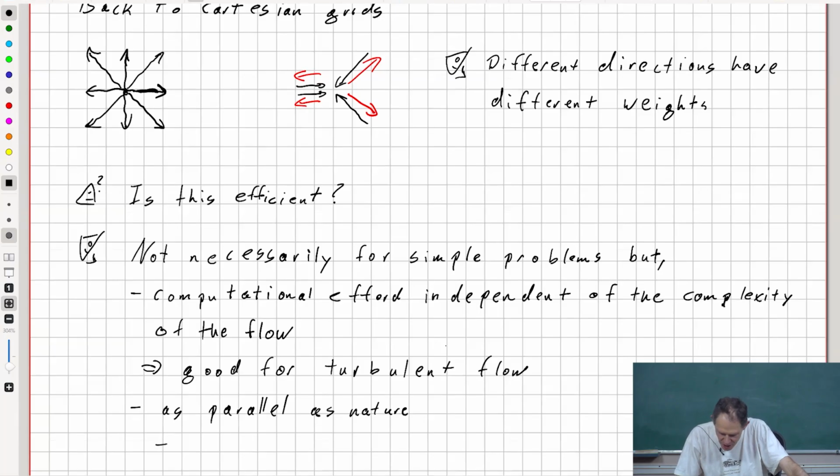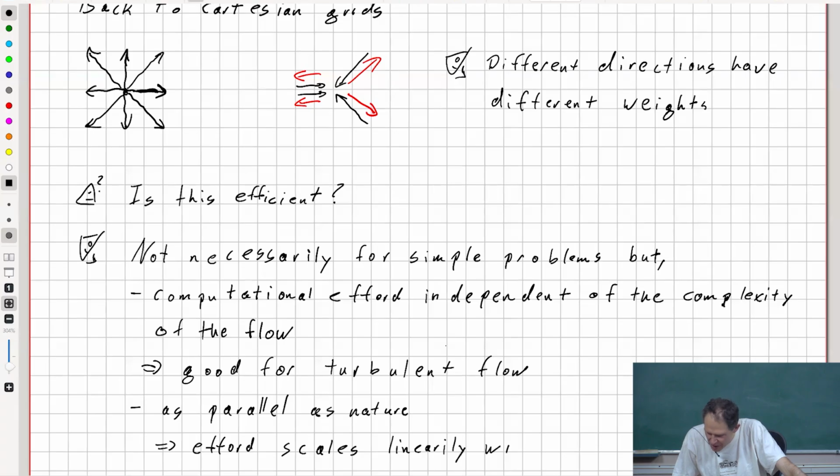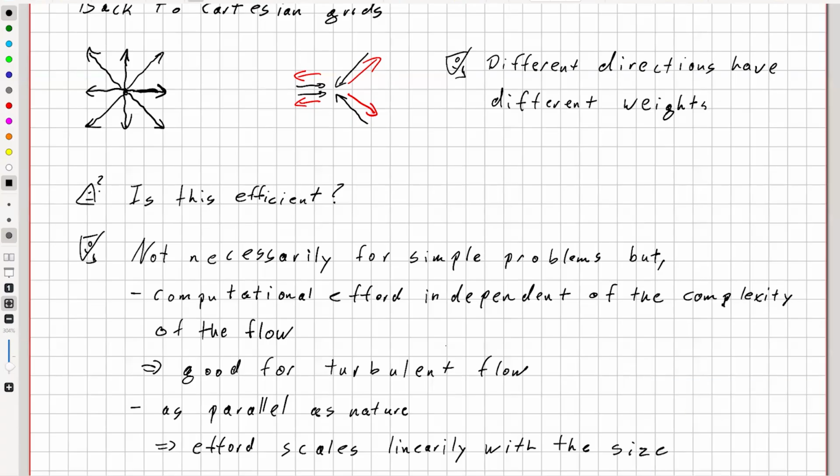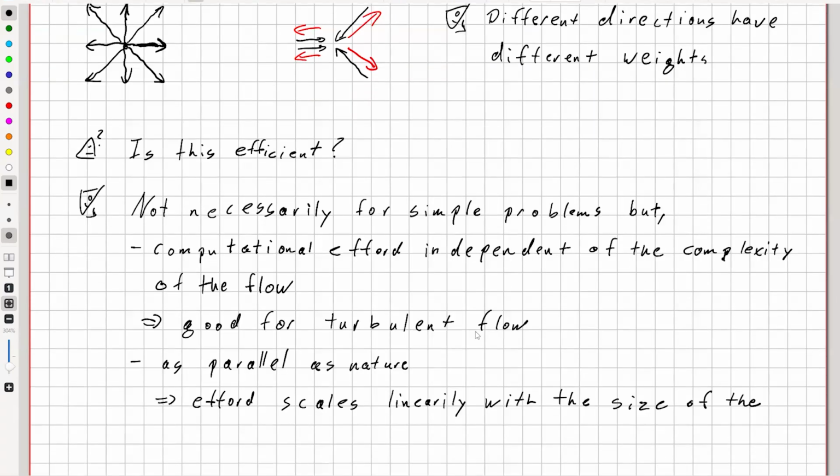So what does this mean? The effort always scales linearly with the size of the system. I mean, with the size of the system, we mean the volume of the system. It, of course, does not scale linearly with one dimension.